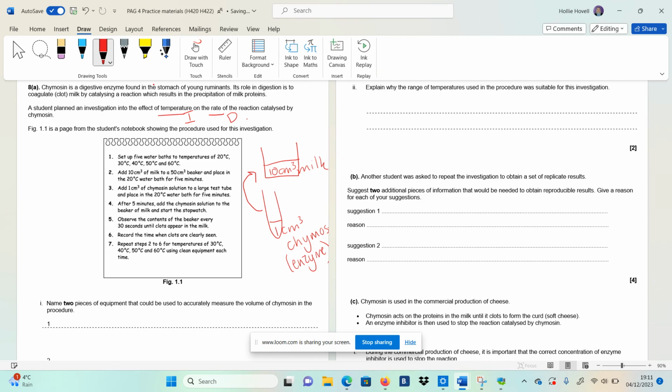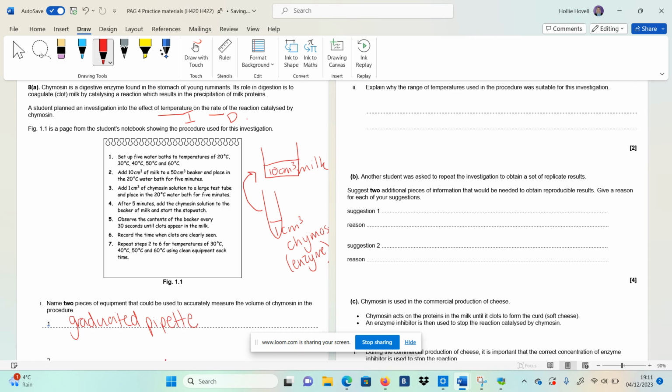Name 2 pieces of equipment that could be used to accurately measure the volume of chymosin in the procedure. Okay, so measuring volumes. A beaker, absolutely not. It's hardly got any graduations on the side of it, and also it's very wide, so it's not going to measure very accurately. Okay. Best to say a pipette, but say what type of pipette. So we call it a graduated pipette.